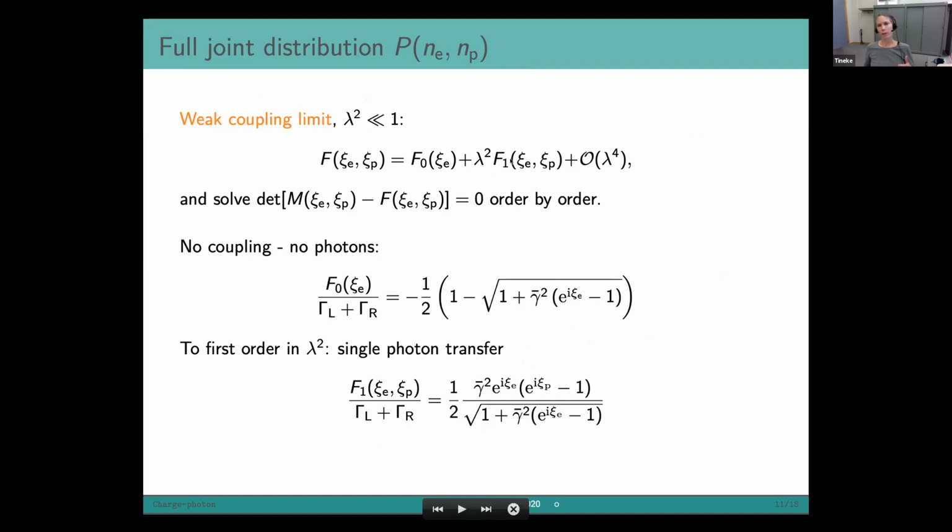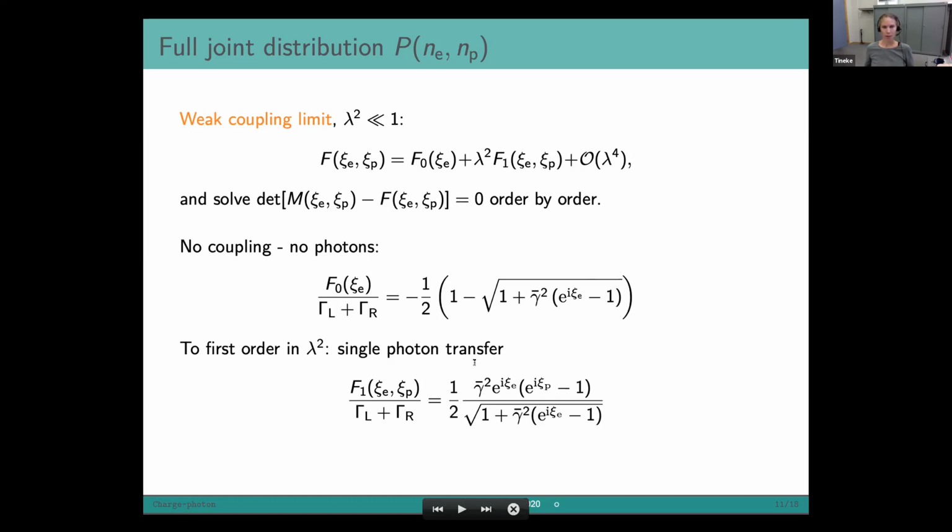You can solve this order by order. Actually, you can go up to very high orders because things simplify a lot. We have only shown in our paper, for example, the first 2 cumulants because you can write them on a line, and the other cumulants become very complicated and very untransparent. So this is just, you see, no coupling, no photons. You have only something that depends on your electron statistics.